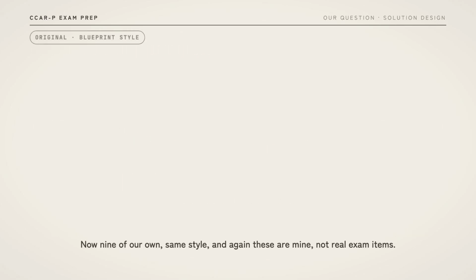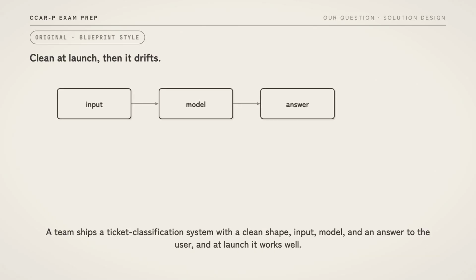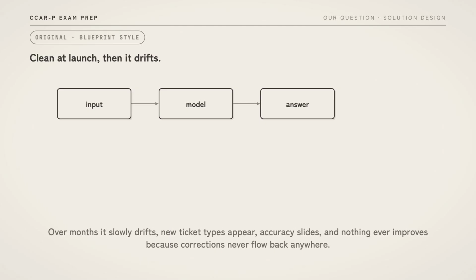Now nine of our own, same style, and again these are mine, not real exam items. Let's start with solution design. A team ships a ticket classification system with a clean shape, input, model, and an answer to the user, and at launch it works well. Over months it slowly drifts. New ticket types appear, accuracy slides, and nothing ever improves because corrections never flow back anywhere.